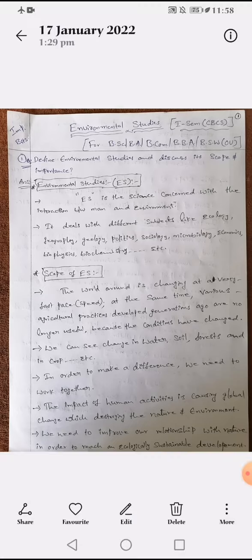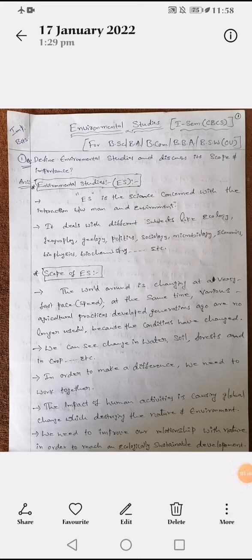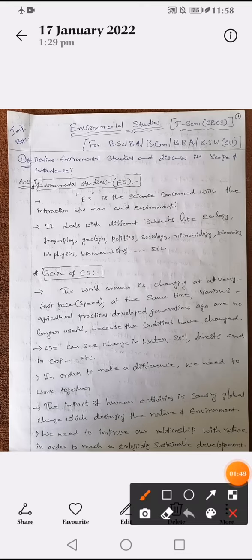Environmental studies, the simple concept, is nothing but a relation between human beings and the environment. See the definition I gave here: environmental studies is denoted by ES. ES is the science concerned with the interaction between man and environment. It is a very simple topic, you have to explain it very simply. It is a relation between human beings versus the environment.